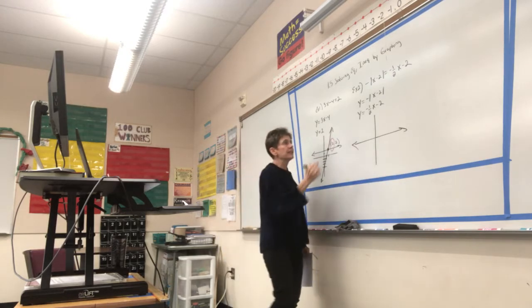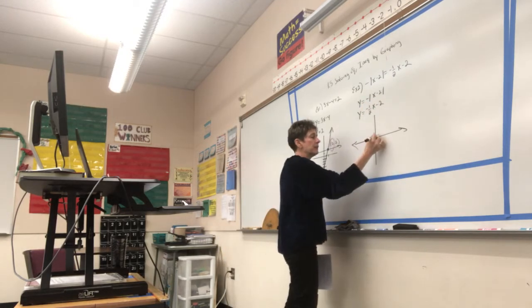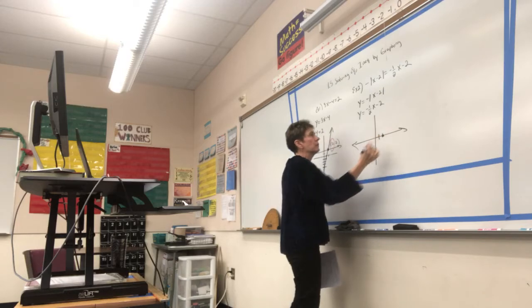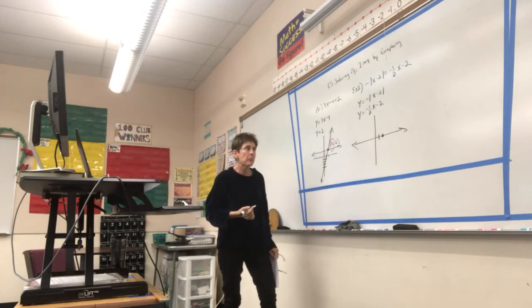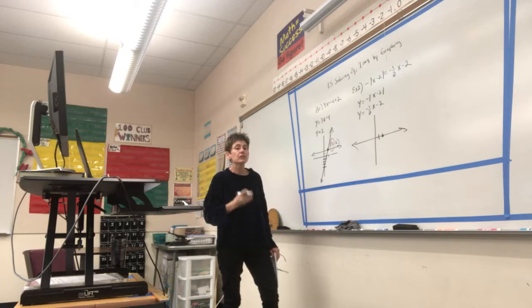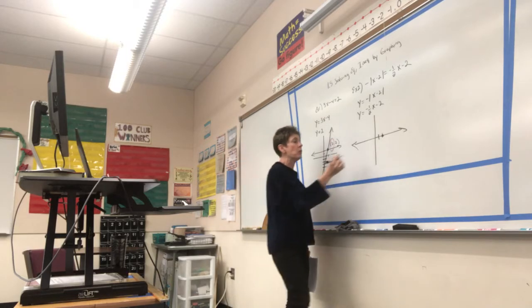We want to notice that the vertex of this absolute value function is at (2, 0). So we're going to put a dot there. Then we want to notice that the slope of the right-hand side is negative 1.